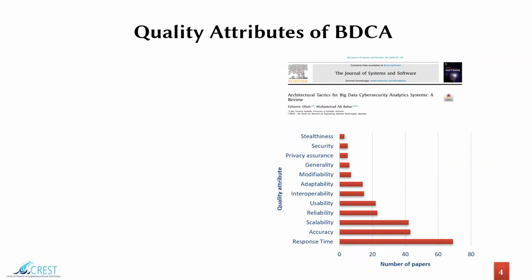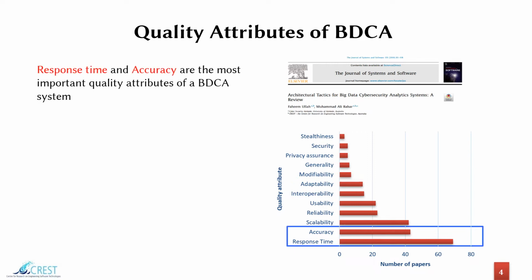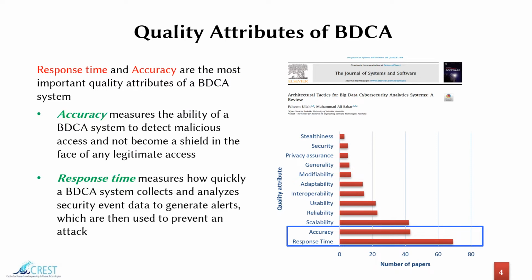We did a study on the quality attributes of big data cybersecurity analytics systems, and we found that accuracy and response time are the most important quality attributes of this class of systems. Accuracy measures the ability of these systems to accurately detect cyber attacks and not become a shield in the face of legitimate access. And response time measures how quickly these systems can analyze and generate the alerts, which are then used to contain the attack. So the quicker a system is, the better it is, and the easier it is to contain the attack.